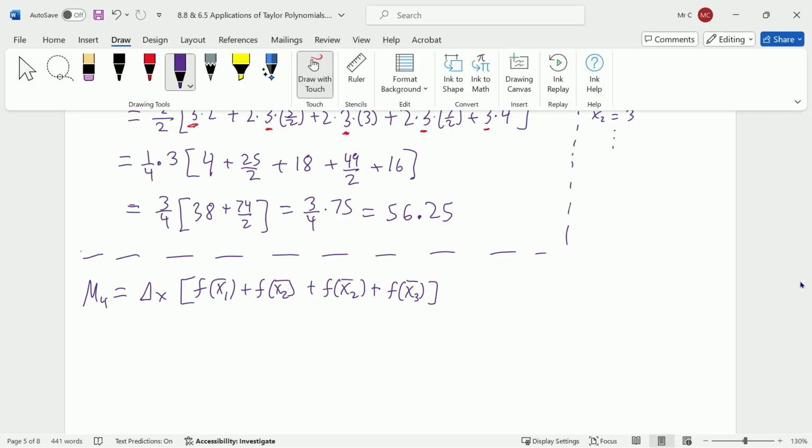Okay, and now the things we've got to figure out, well, we know what delta x is. That's simple enough. That's just 1/2. But what we have to figure out is what these sample points are, these midpoints. So if we draw our interval again, so this was from 2 to 4. So we have our 4 intervals, but what we're looking for, the x values that we want to sample at, are the midpoint values.